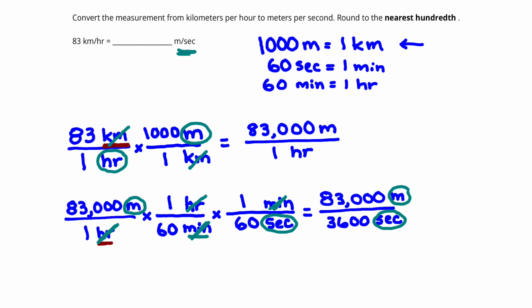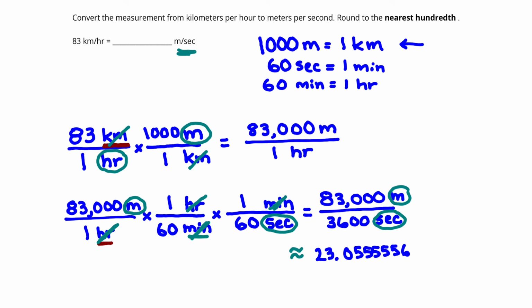So let's now do the math. We pull out a calculator and we divide 83,000 divided by 3,600, which gives us approximately 23.0 and then 5, 5, 5, 5, and 5 just keeps repeating, right? So 5 just keeps repeating.